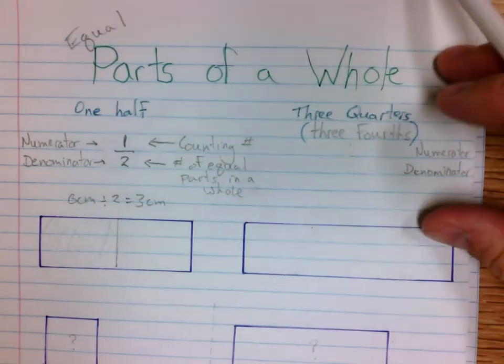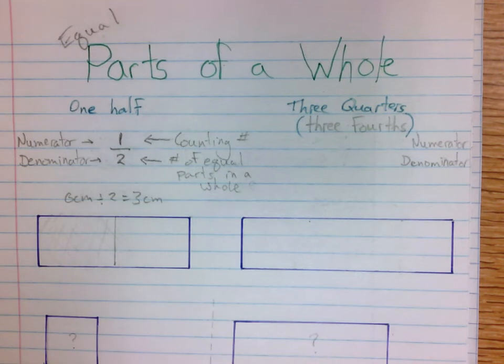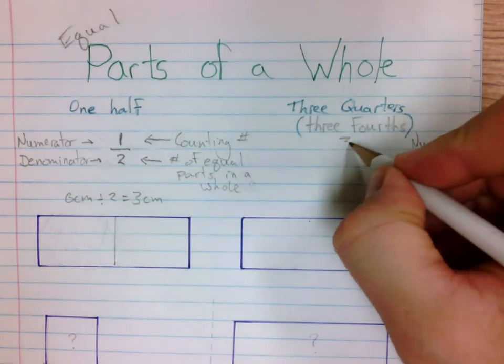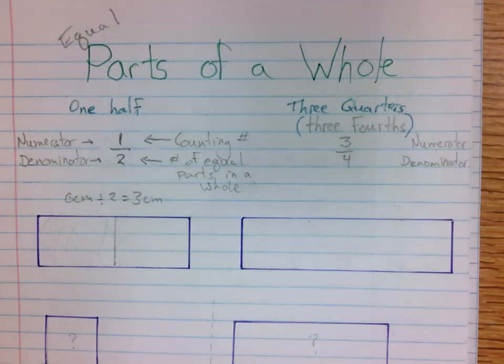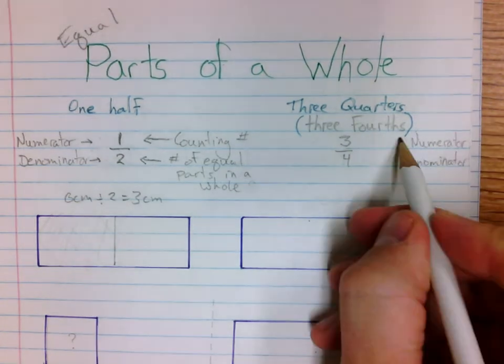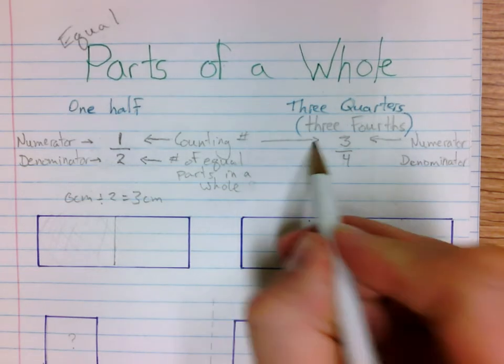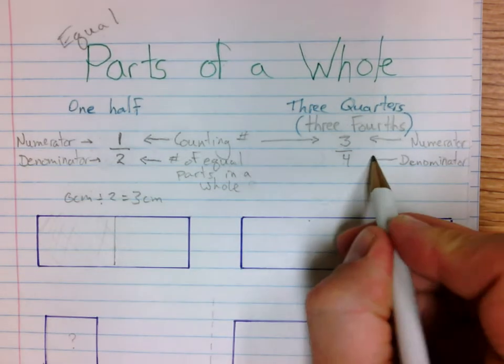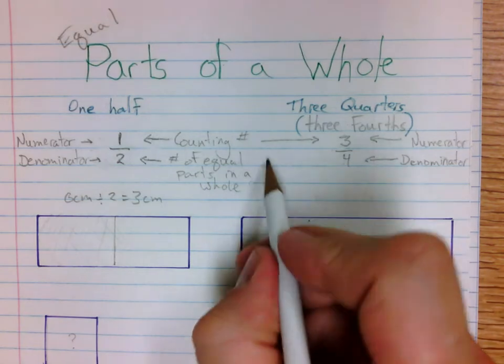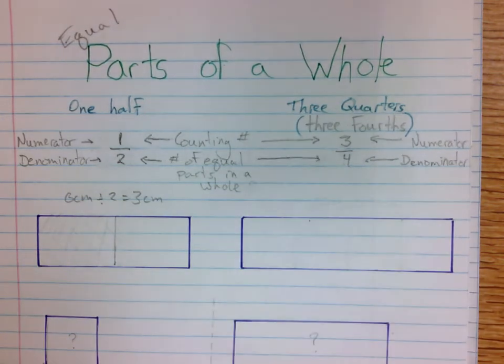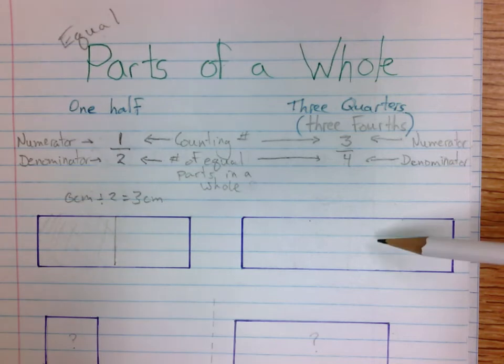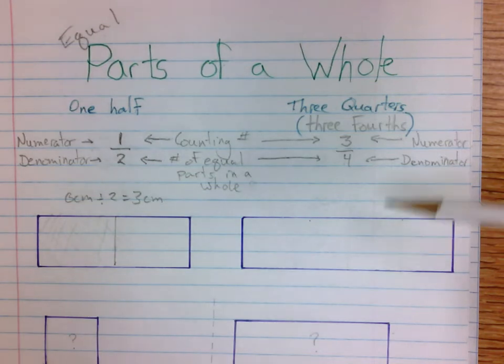Now let's do that again for another example, 3/4. So that's written as 3/4. The numerator is our top number, also known as the counting number. The denominator is the bottom number, and remember that tells us the number of equal parts in a whole. Let's draw it down here on our rectangle.